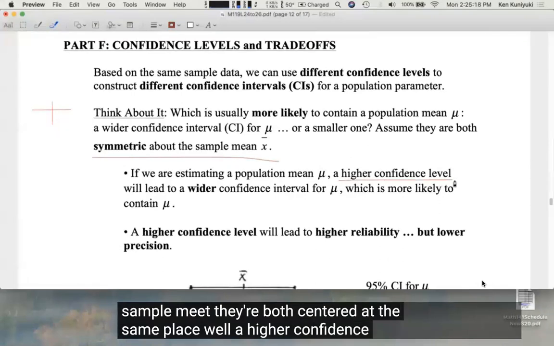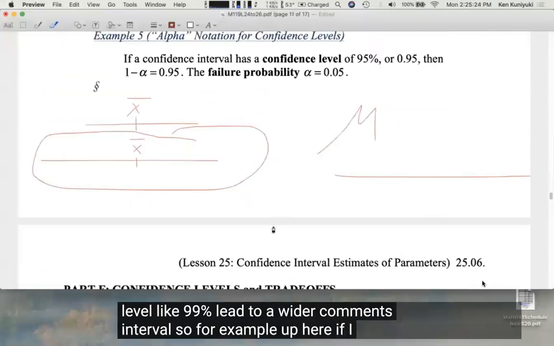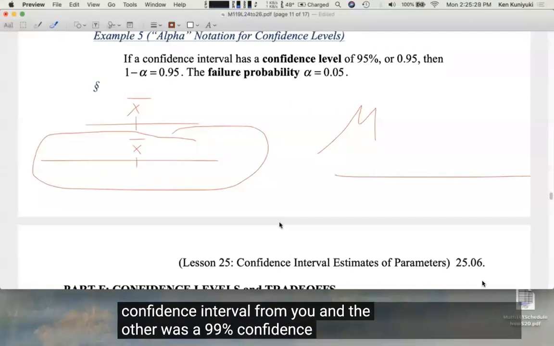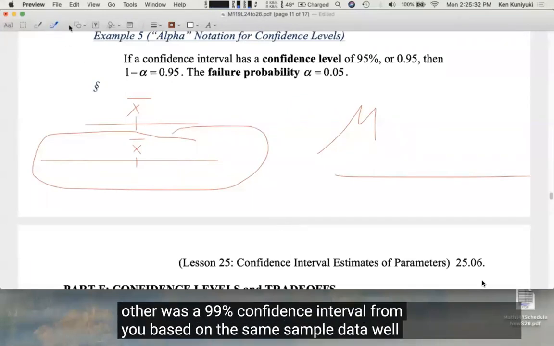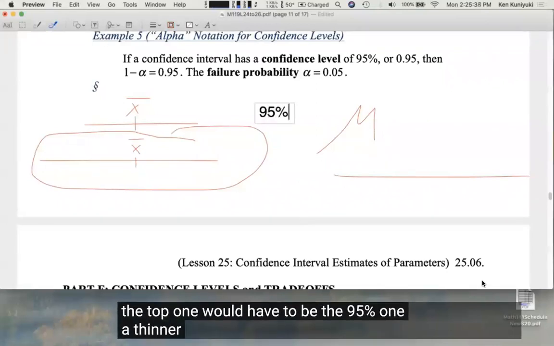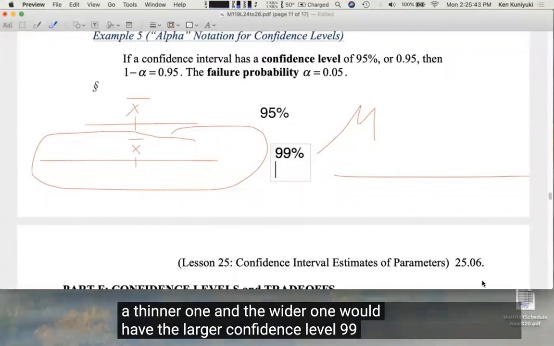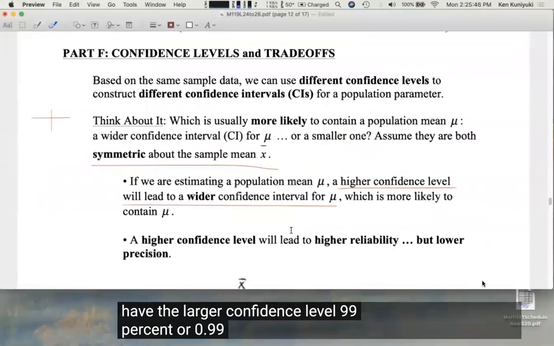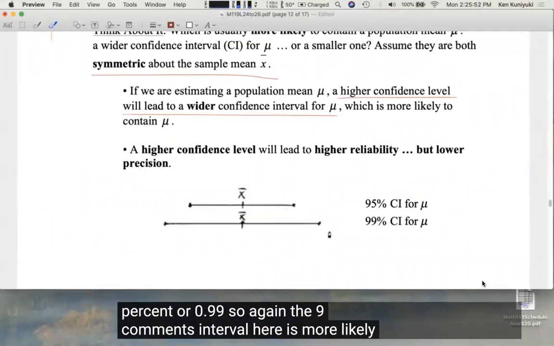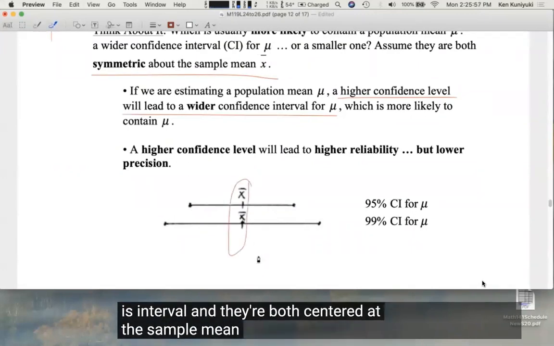Well, a higher confidence level, like 99%, will lead to a wider confidence interval. So for example, up here, if I told you that one of these was a 95% confidence interval for mu, and the other was a 99% confidence interval for mu, based on the same sample data, well, the top one would have to be the 95% one, the thinner one, and the wider one would have the larger confidence level, 99% or 0.99. So again, the 99% confidence interval here is more likely to contain mu than this thinner 95% confidence interval, and they're both centered at the sample mean.